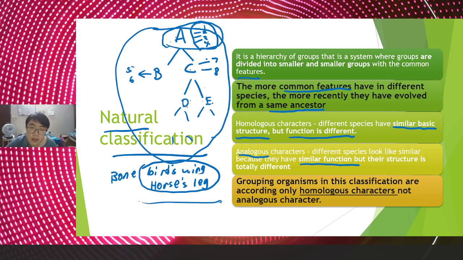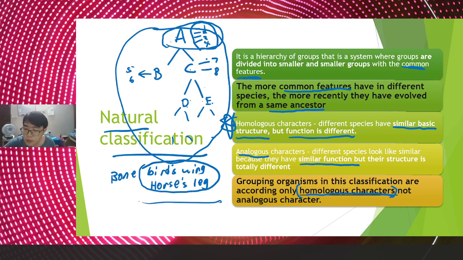So in the natural classification, the grouping of the organisms is according only to homologous characters only. We do not follow the analogous ones. Because the natural already says it is based on common feature, common characteristic, not function. It is not based on the function to classify the organism. So for the natural, it is based on homologous characteristic, not analogous. So you have to be alert for this.